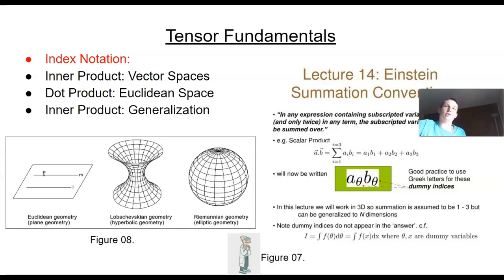We need to distinguish between inner product and dot product with tensors. Tensors will be using higher dimensions, and the dot product only works for Euclidean space. The inner product will therefore be slightly more useful when using geometries that could involve the use of different coordinate systems and vector properties. Figure 8 shows the distinctions in Euclidean and Riemann geometry. And then figure 7 is showing the Einstein summation notation.